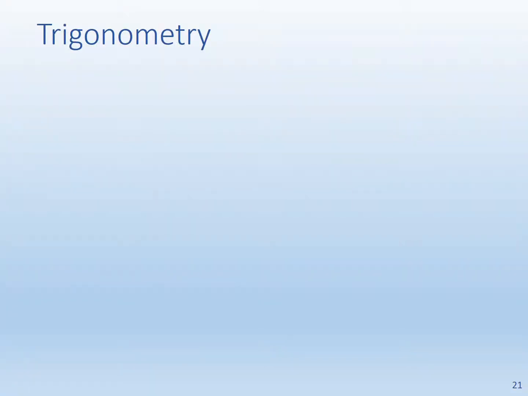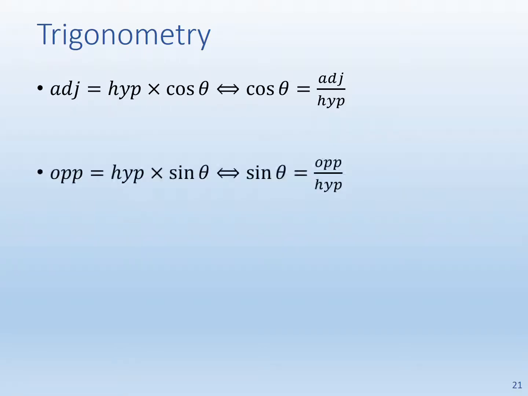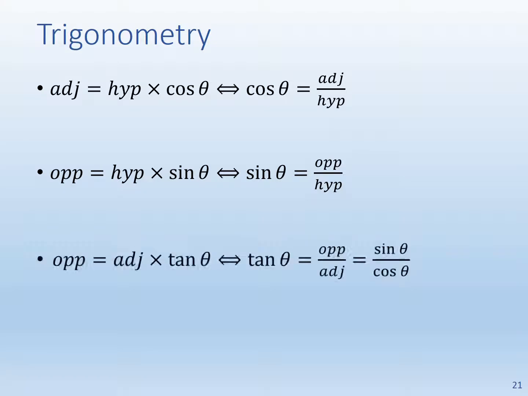So we've seen that we can use trigonometry to work out unknown side lengths and angles. We use cosine when we're dealing with the adjacent and the hypotenuse. We use sine when we're dealing with opposite and hypotenuse, and we will use tan when we're dealing with opposite and adjacent.